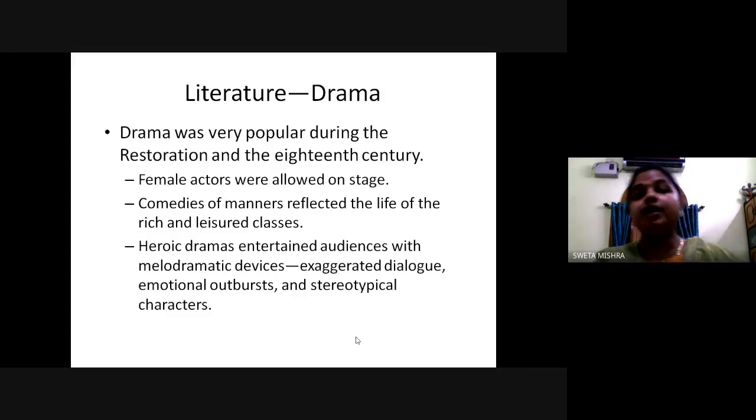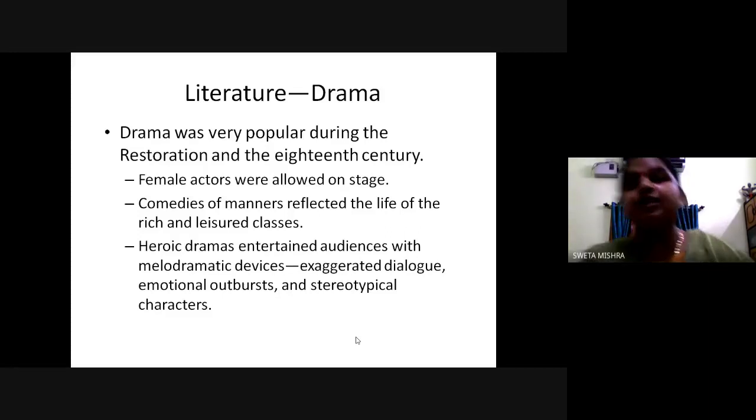Then the heroic dramas entertained their audiences with their melodramatic devices. And what were those melodramatic devices? The exaggerated dialogues. The dialogues that they used were what? It was not normal. Rather, they were exaggerated. A lot of exaggeration was there while they talked. And you will find that there were emotional outbursts and stereotypical characters. The characters that you find were stereotypes.